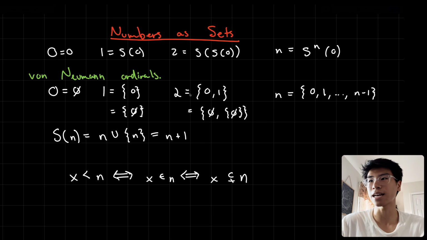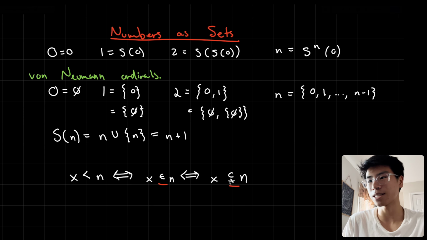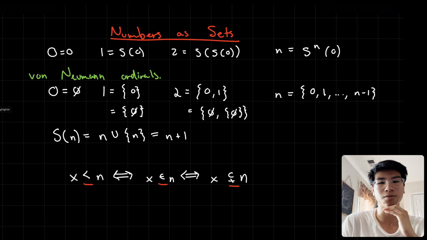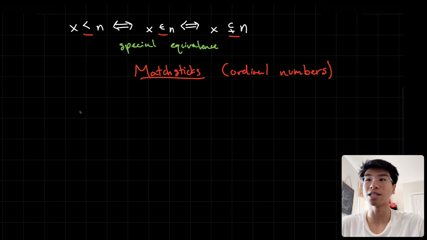And so we can see that exactly here. We can see that 1 is an element of 2, but 1 is also a subset of 2 since 2 contains 0, a proper subset. The idea here is that there's this equivalence between all these notations. That's one thing that makes this representation of the natural numbers special. The great thing about this equivalence between less than, element of, and proper subset is that it gives us a way to order the sets.